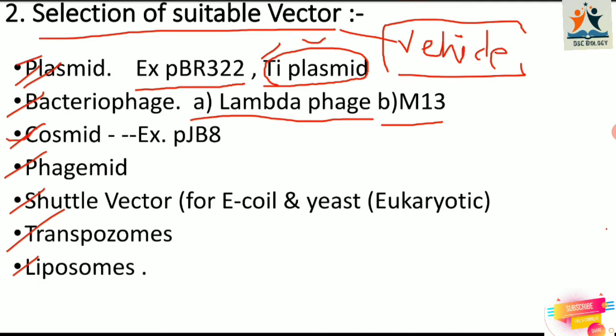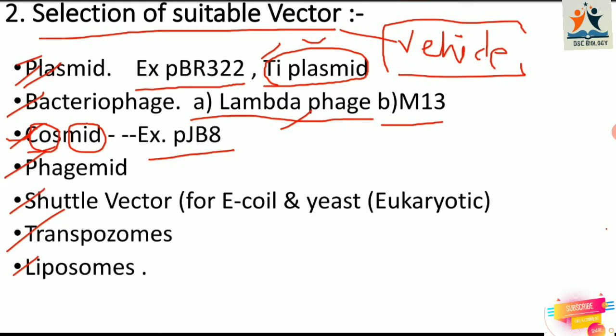Next is the cosmid. A cosmid is nothing but a combination of a plasmid and the cos site of the lambda phage DNA.